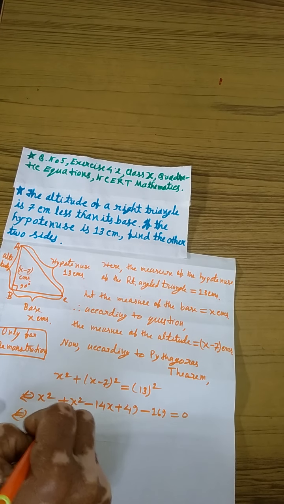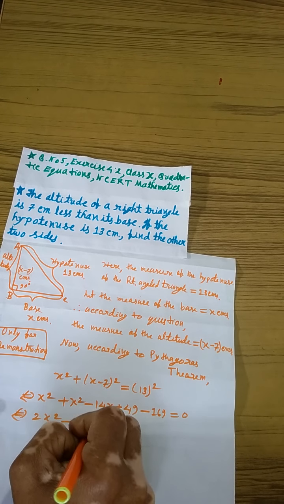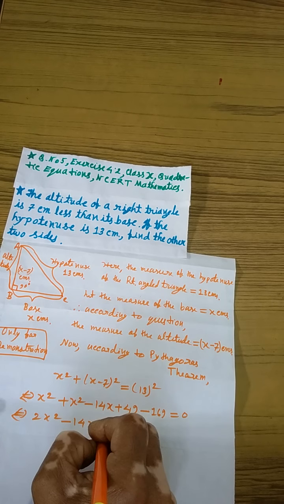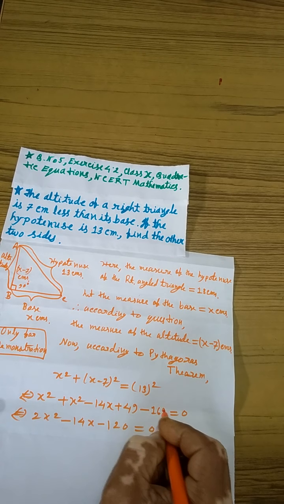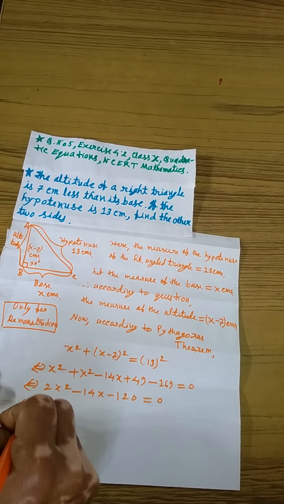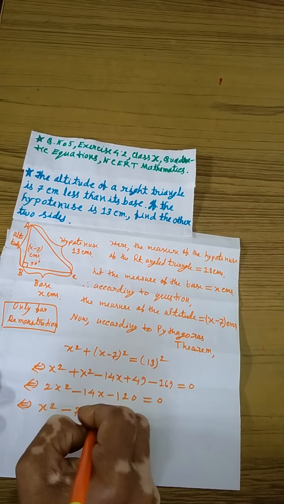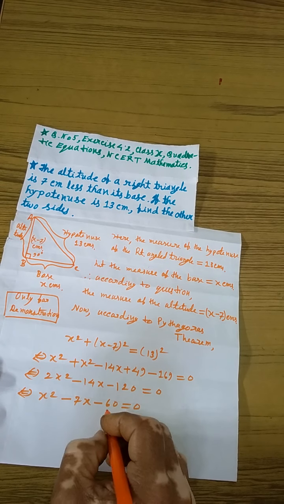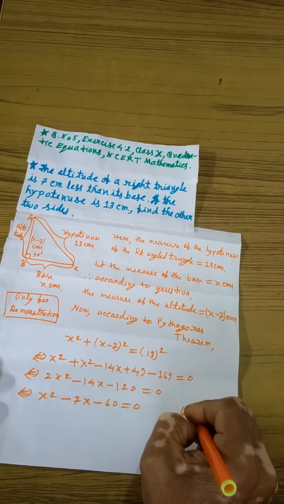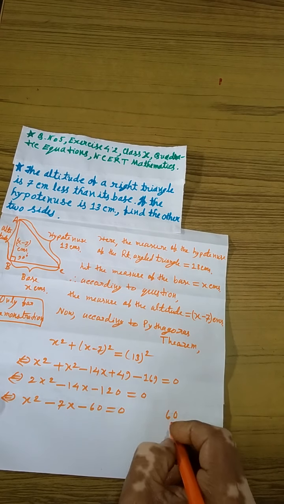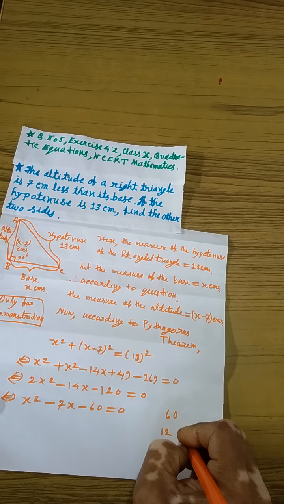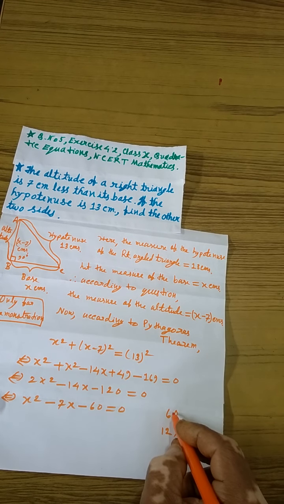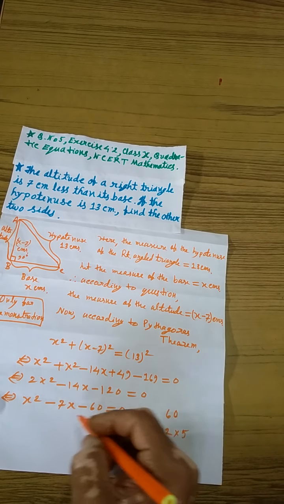That again implies twice x square minus 14x, and if we deduct 169 from 49, we will get minus 120 is equal to 0. That again implies x square minus 7x minus 60 is equal to 0. So we have got a quadratic equation here where the constant term is minus 60. Now, if we multiply the number 12 by 5, or the number 5 by 12, we get the number 60.